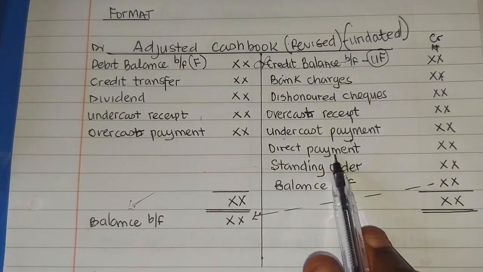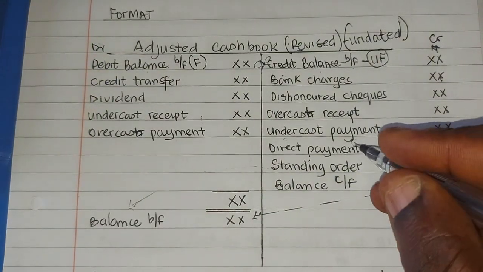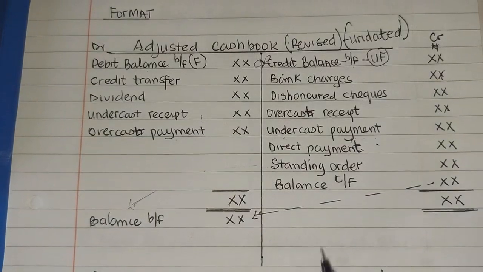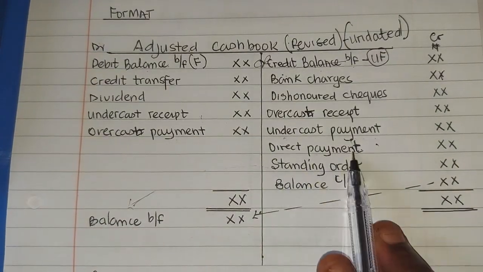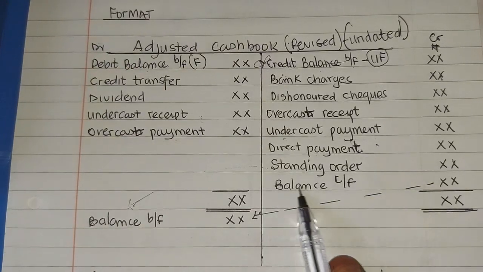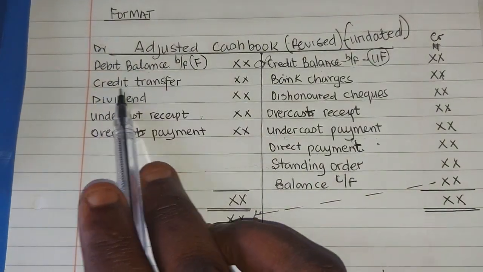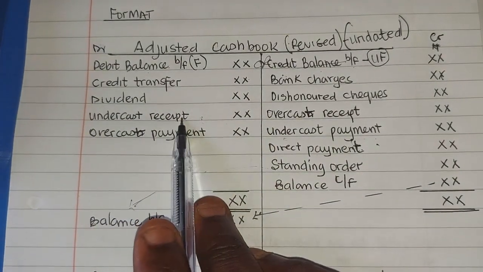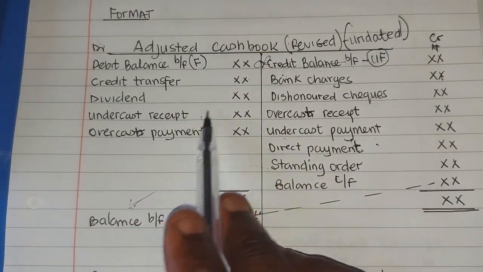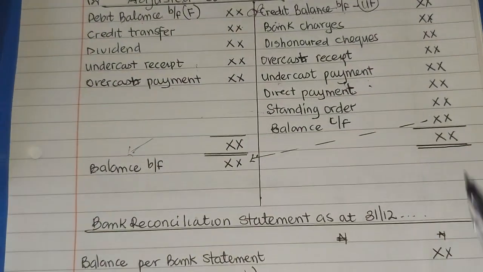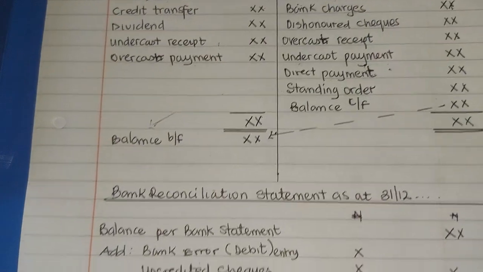Okay, direct payments from the bank, maybe the bank has paid a particular creditor directly without informing you. All right, that is direct payment. Then standing order, I've explained that. Then we have balance carry forward. Then we have credit transfer, dividend, undercast receipts will be added back by a further debit. Then overcast payments. Okay, then you bring out your balance, normal accounting.